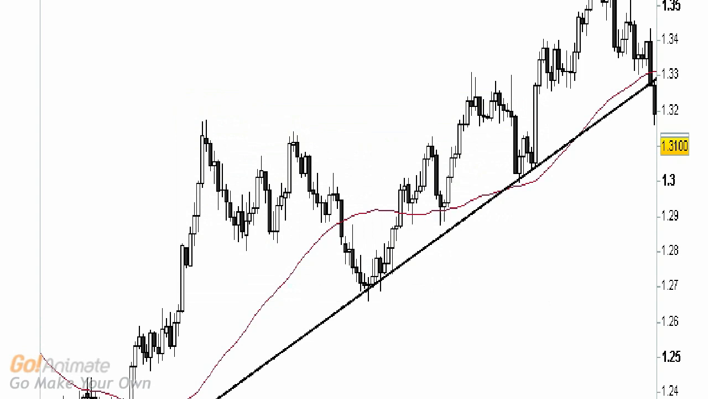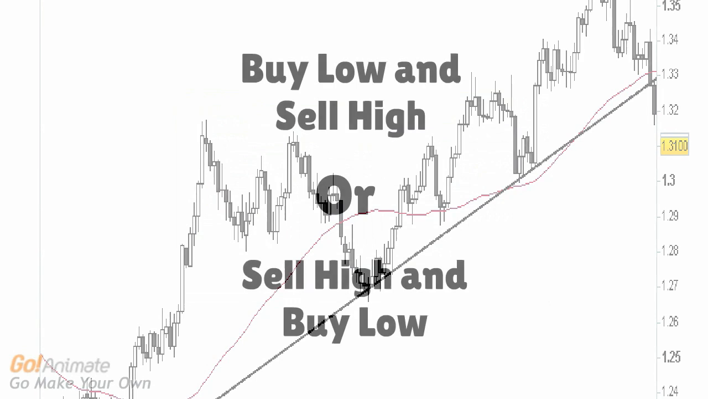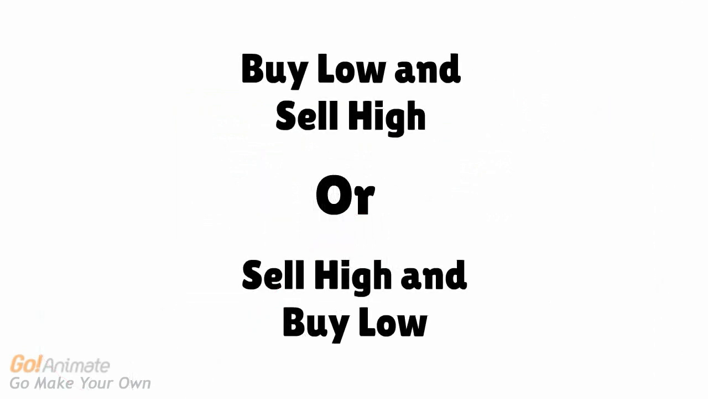If the chart had been moving down, it would mean that the euro has been weaker than the US dollar. Trading FX is really no different than trading any other market. The idea is to buy at a lower price and sell at a higher price in order to profit.